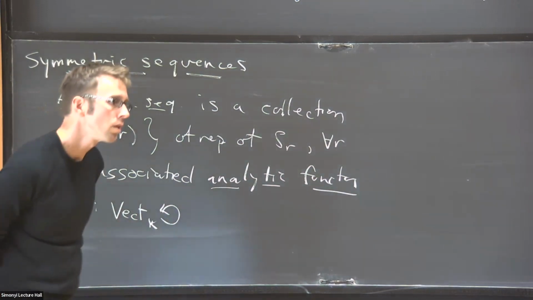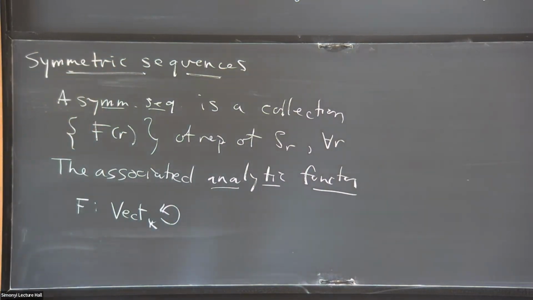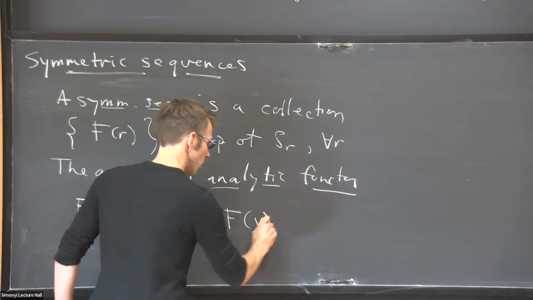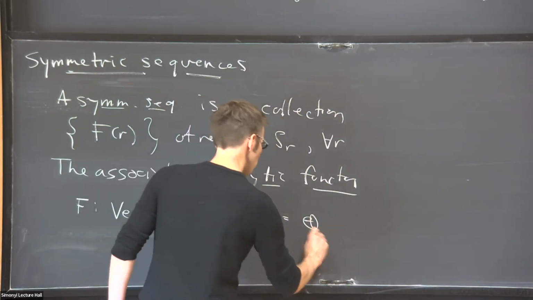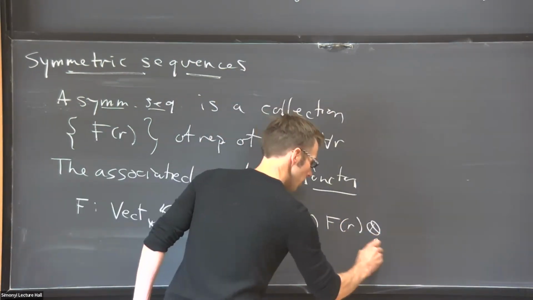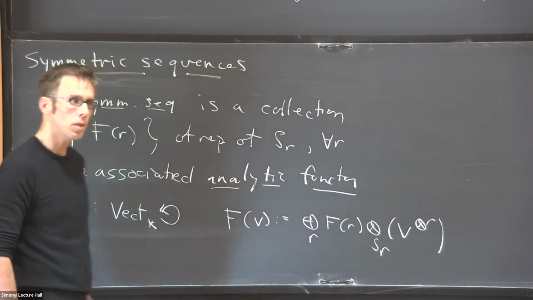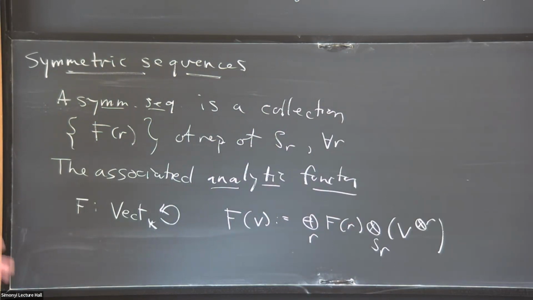So you really want representatives and not isomorphism classes of this class of representatives? I do not think the distinction will matter for this talk. So I will take an actual representation, but I think most of it will pass to the isomorphism classes. The analytic functor that it defines is F of V equals the sum over all R of F_R tensor V^{⊗R} over S_R, where the symmetric group is acting on the V's by permutation. And this is a very nice construction. Those of you who have thought about operads have seen it a lot.